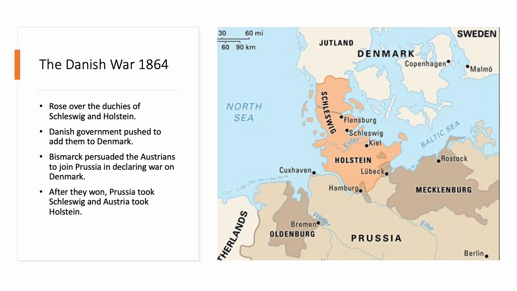He is trying to make it so that Denmark is not able to add them to their country. And so he's going to persuade the Austrians to join Prussia in declaring war on Denmark. And they're going to be successful. So after they win, Prussia is going to take Schleswig and Austria is going to take Holstein. And Otto von Bismarck is happy with that for the time being, but he is eventually going to want to get Holstein as well.